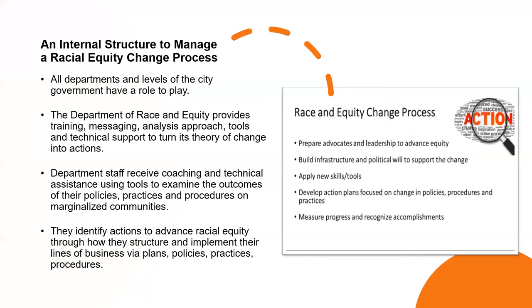So how do we do this? We really focus on setting up internal structure to manage the change process. So all departments have a role to play, as I was saying. We provide training, messaging, analysis, tools, and technical support, and a theory of change that centers all the work that we do. The department staff receive coaching one-on-one and in groups. We also have some tools that we have designed particularly for Oakland, a racial equity analysis worksheet and an inclusive engagement work guide that is based on the International Association for Public Participation model.